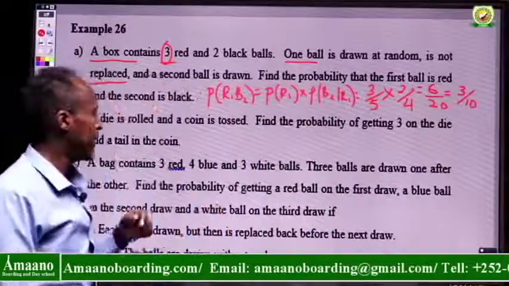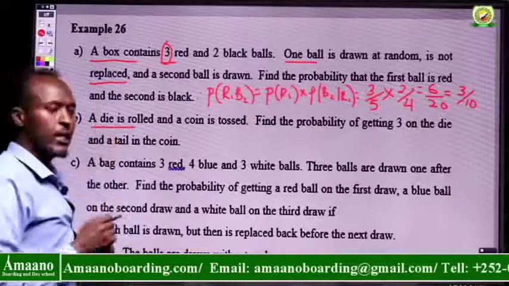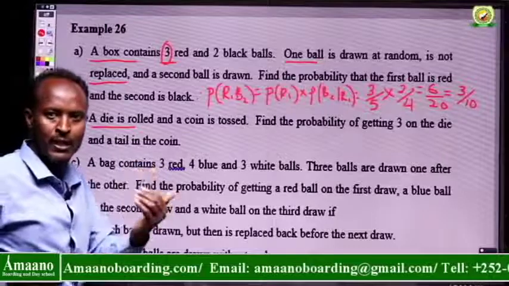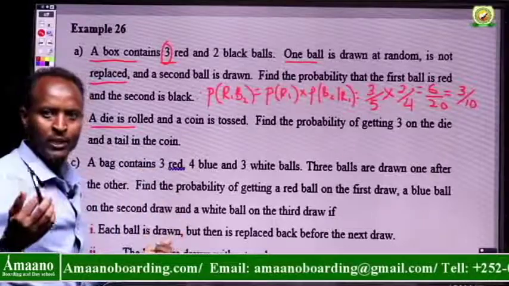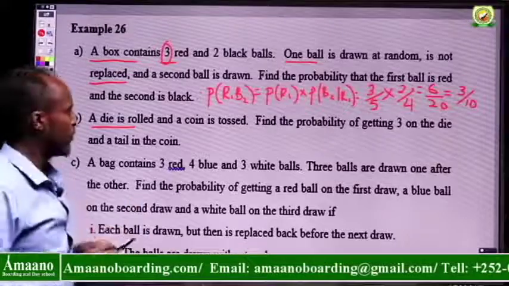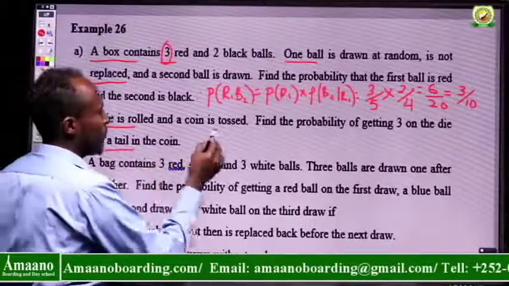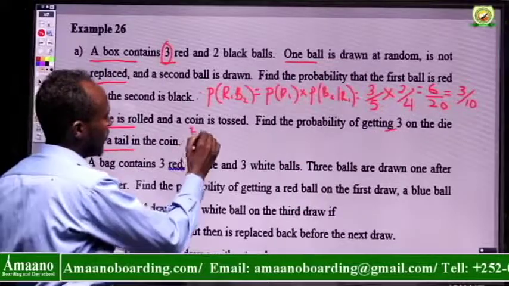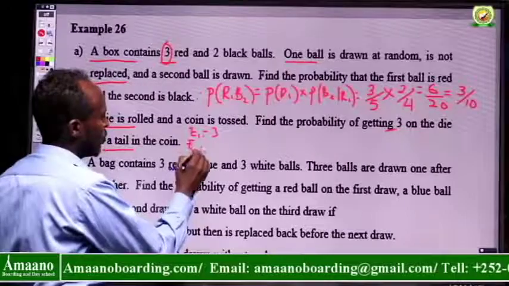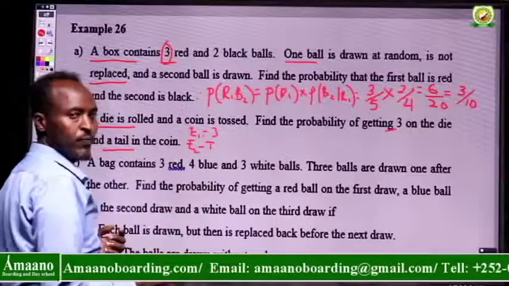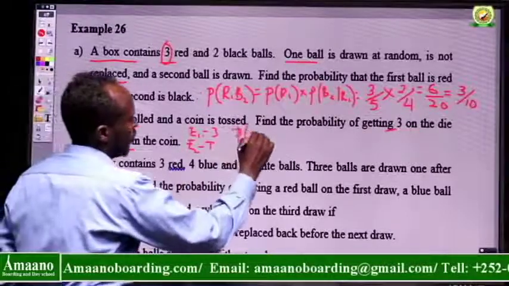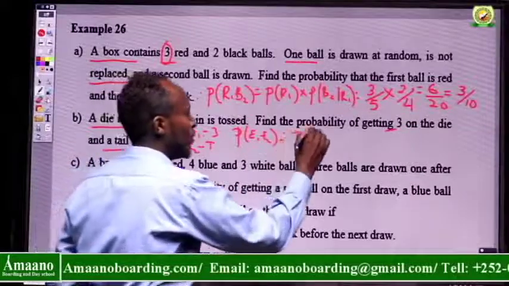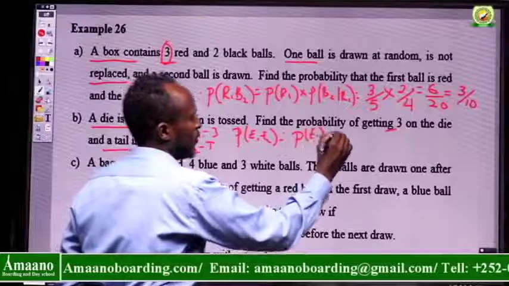For this one, a die is rolled and a coin is tossed. Those are independent events because the result of the die does not affect the probability of getting heads or tails on the coin. We are asked to find the probability of getting a 3 and a tail. If E1 is getting a 3 and E2 is getting a tail, E1 and E2 are independent events. Therefore, we will use the probability of E1 times the probability of E2.